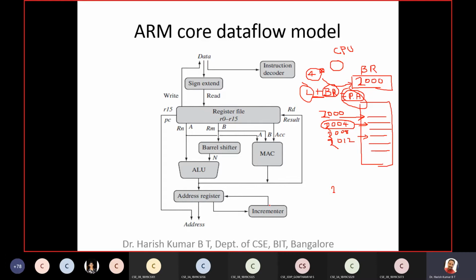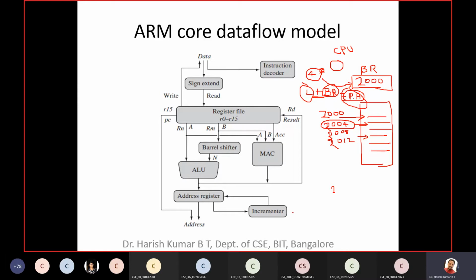So this is what we understood in the previous class when I was mentioning the additional features that are supported by the ARM. The address register is auto incremented and auto decremented. Here only the incrementer is shown, so similarly, you can also write it as incrementer / decrementer.